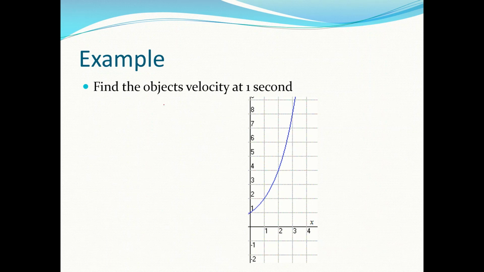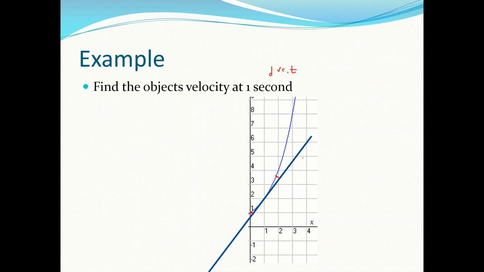So if this was our curved line and it said, find the object's velocity at 1 second, right? And this is a d versus t graph. Well, we need to find slope at 1 second, but you can see it's a curved line, so we can't find slope. So what we need to do is draw in a tangent line, and your tangent line should have equal area here and equal area here, but that's what your tangent line would look like.